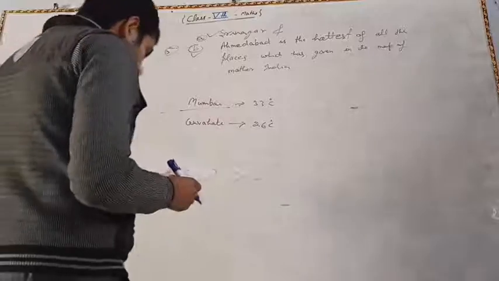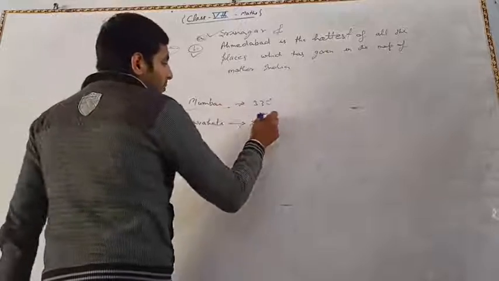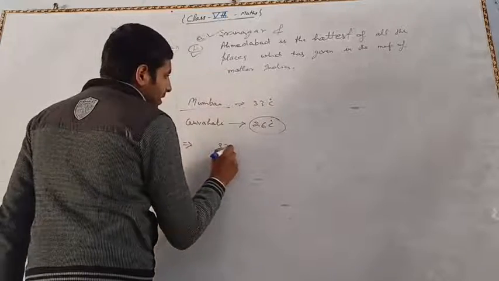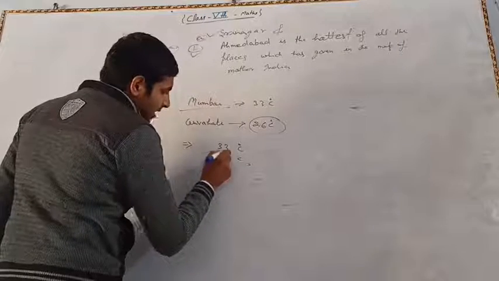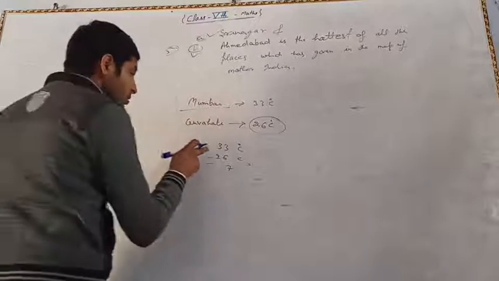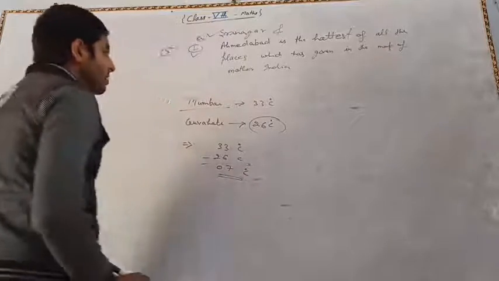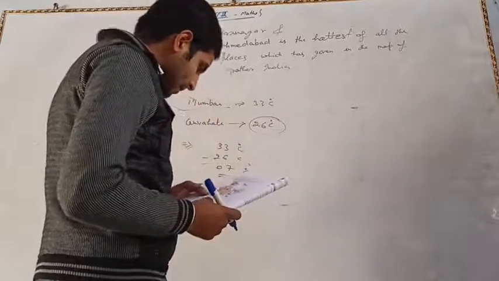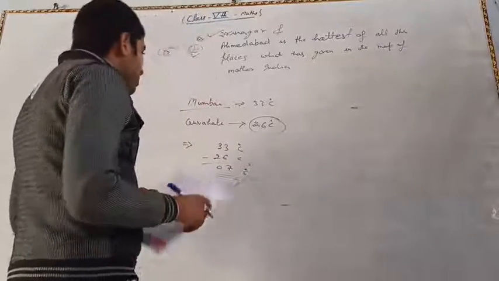So from here you have to find how much higher is the temperature of Mumbai as compared to Guwahati. Then you have to subtract the temperature of Guwahati from Mumbai: 33 degree centigrade minus 26 degree centigrade. Here 13 minus 6 is equal to 7, and 2 minus 2 is equal to 0. So 7 degree centigrade is the difference between the temperature of Guwahati and Mumbai. Okay, so the temperature of Mumbai is 7 degree centigrade higher.